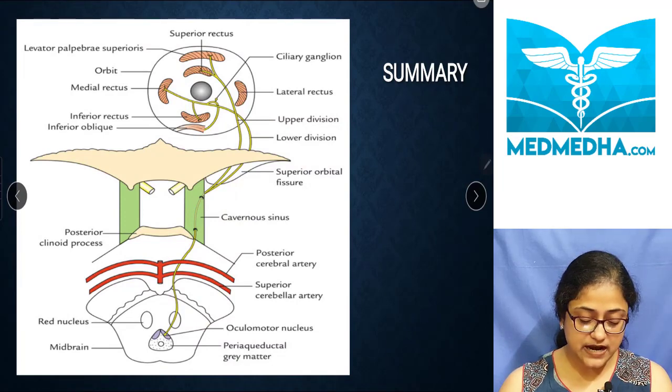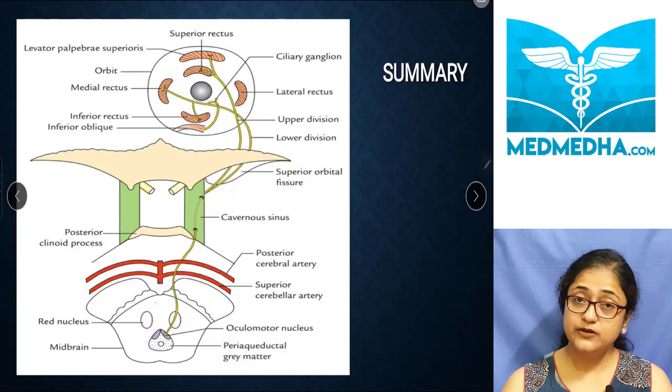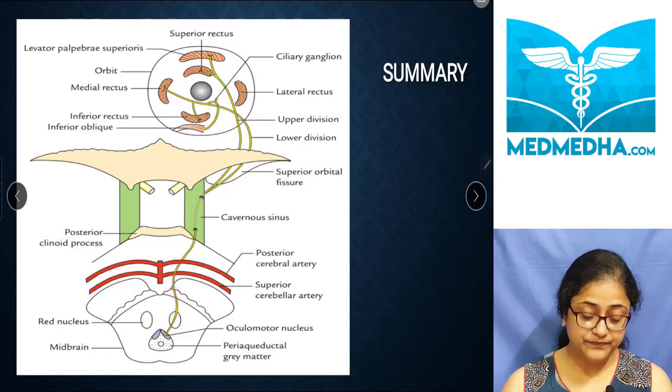When we start from the lower bottom of the picture, here you can see in the ventral aspect of the periaqueductal grey matter, this is the oculomotor nerve nuclei. From there the nerve passes forward, and at the level of the superior colliculus, there is one more very important nucleus here, that is the red nucleus. So, it passes basically near or through the red nucleus, and then it comes out from the medial side of the crus cerebri.